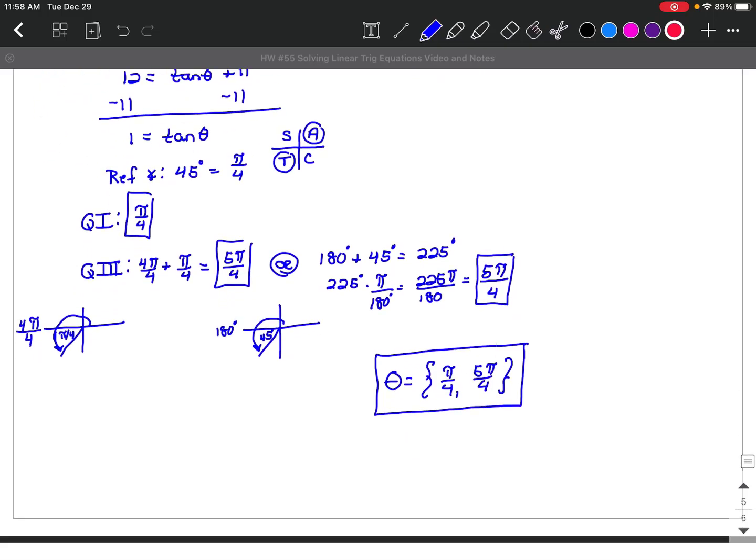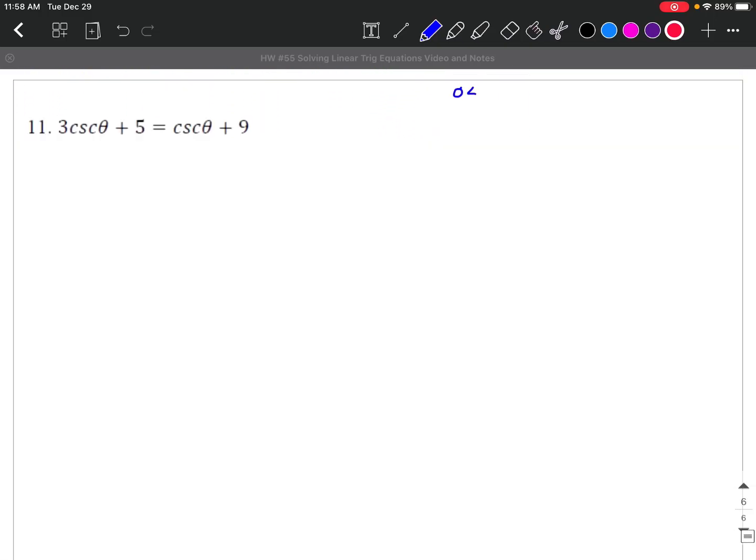Now there is one more I'd like to show you. And we are still dealing in radians, so our answer is going to be in radians. Do you notice what's different here? The trig function is cosecant. That's a reciprocal function. Is it going to make the problem more difficult? Let's find out. Okay, let's subtract cosecant theta from both sides. So that'll give me 2 cosecant theta plus 5 equals 9.